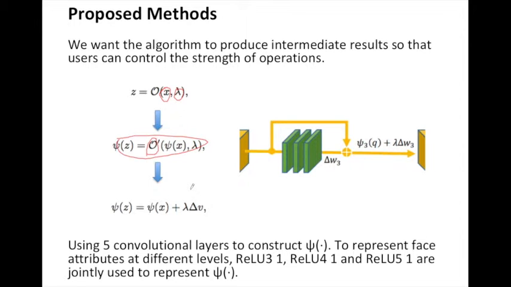At one extreme, if psi captures enough rich semantic information, then O prime can be further simplified as a linear shift in a deep space, which leads to this equation. Here we use 5 convolutional layers to construct C to represent face attributes at different levels. So here ReLU 3, ReLU 4, and ReLU 5 are jointly used to represent C.